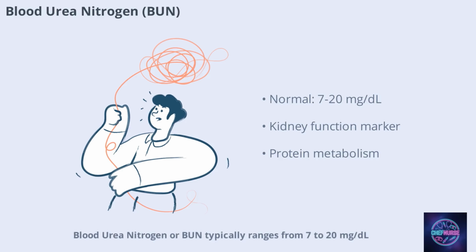Blood urea nitrogen, or BUN, typically ranges from 7 to 20 mg/dl. BUN is a marker of kidney function and protein metabolism. Elevated BUN can indicate renal impairment, dehydration, or increased protein breakdown. Low BUN is less common but may be seen in liver disease or malnutrition. For the NCLEX, know what causes BUN to rise or fall and what interventions are appropriate.